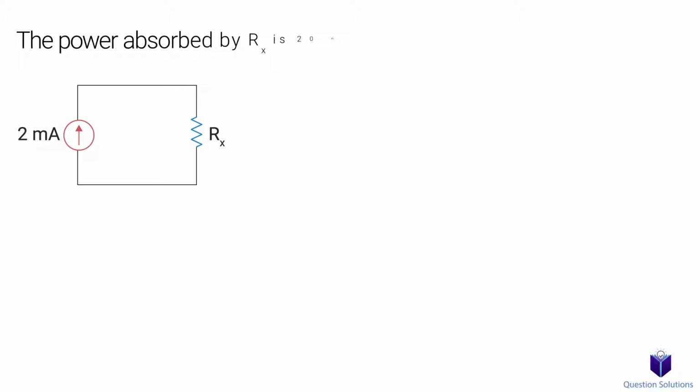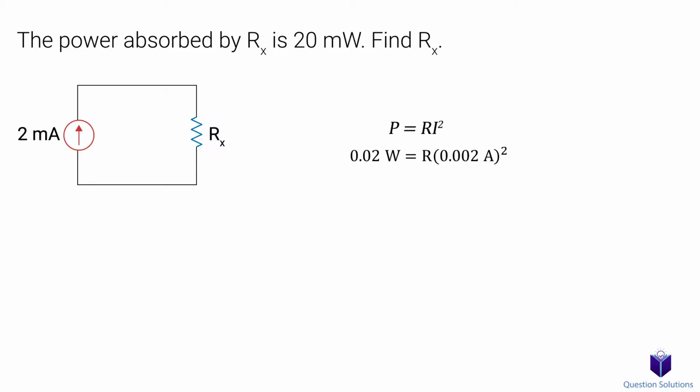Let's look at another one. We are told that the resistor in this circuit absorbs 20 milliwatts of power. We need to figure out the resistance value. We can directly solve for resistance using our power equation. This is just the power equation and Ohm's law combined. Remember to convert milliwatts and milliamps.